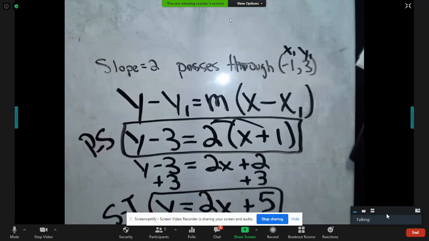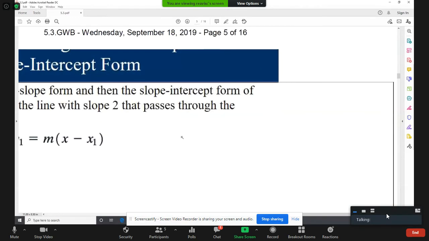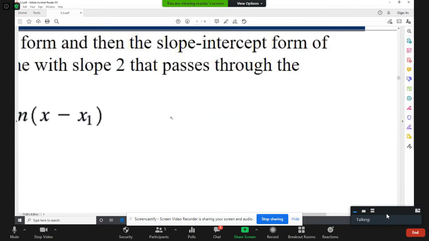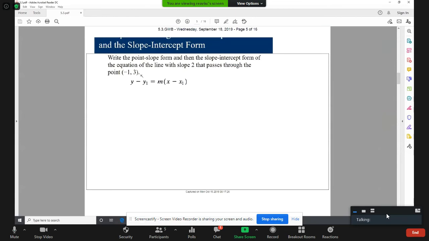Okay? How do I shrink it back out? I keep getting bigger. There we go. All right.